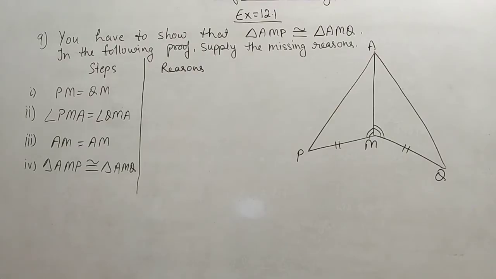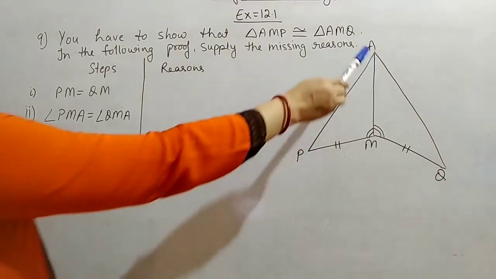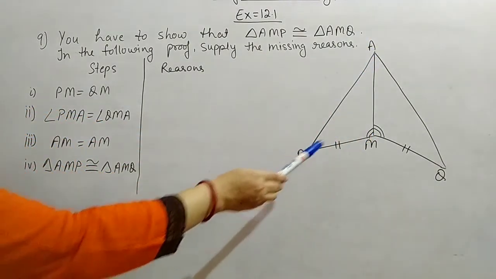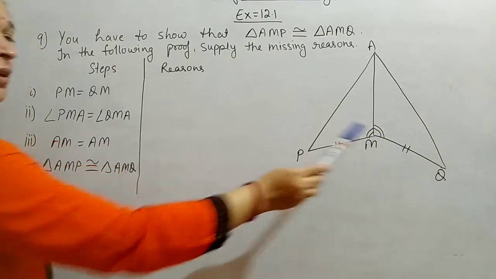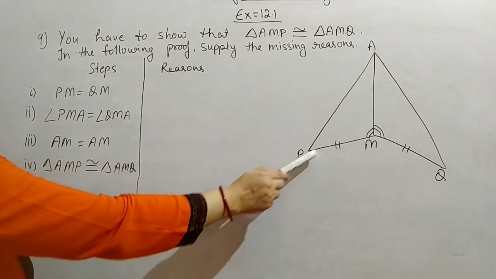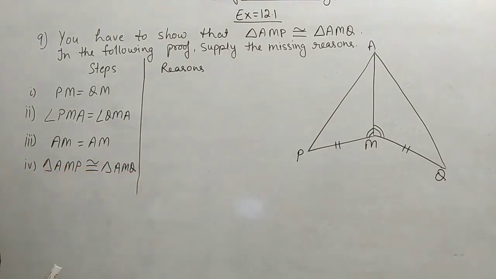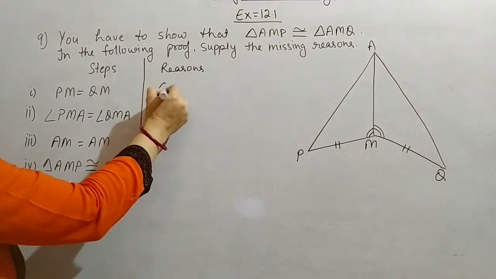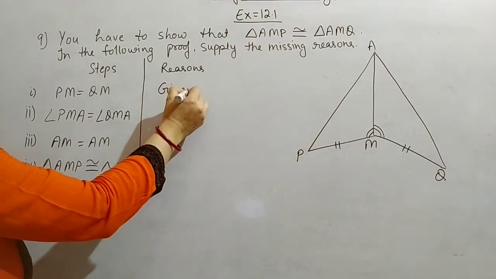Next, question number 9. You have to show that triangle AMP is congruent to triangle AMQ. In the following proof, supply the missing reason. So they have compared already. We have to write the reason here. So first, PM is equal to QM. So what is the reason here? The reason is that it is given in the question. So in reason we will write here, given.